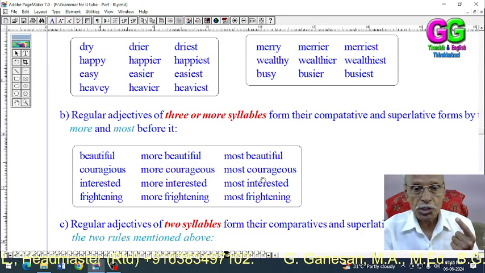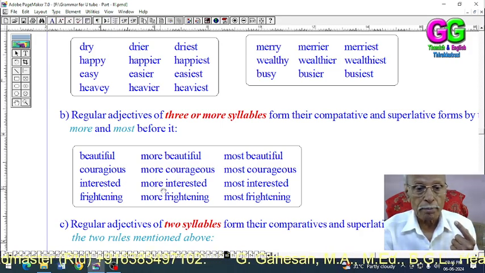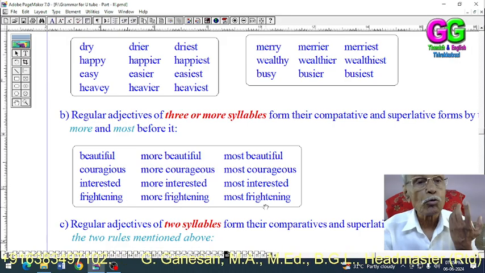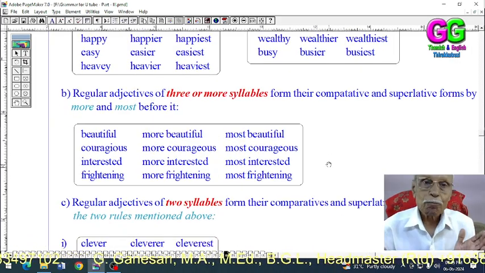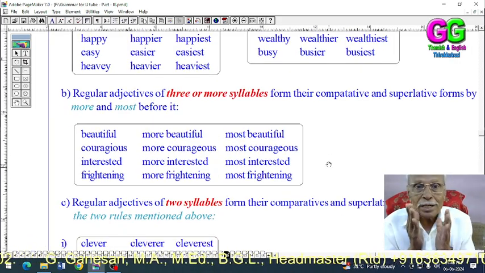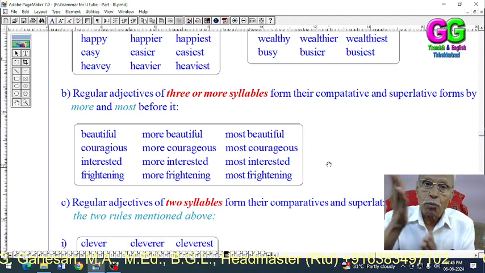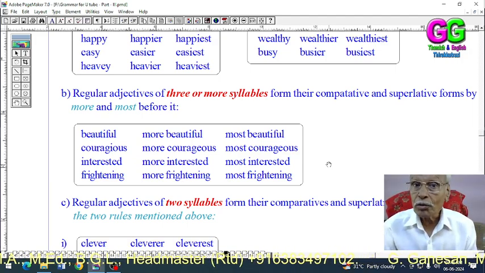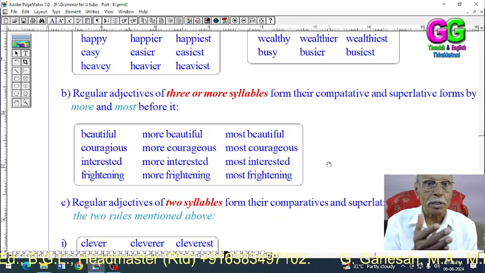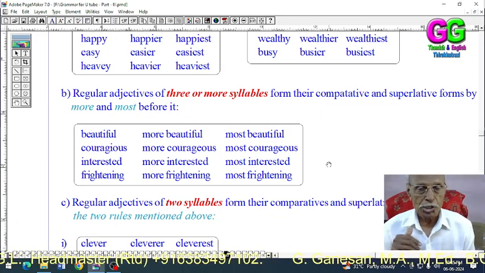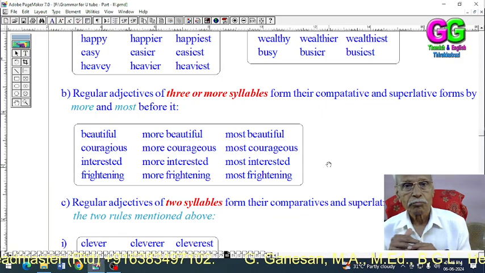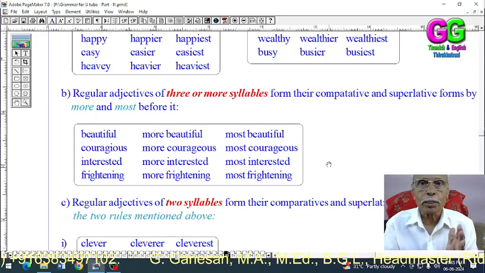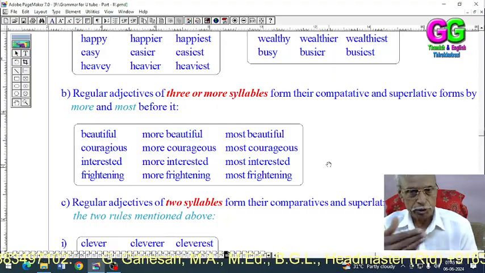Courageous, more courageous, most courageous. Interested, more interested, most interested. Frightening, more frightening, most frightening. So, regular adjectives having polysyllables form their comparative and superlative by taking more and most before them.